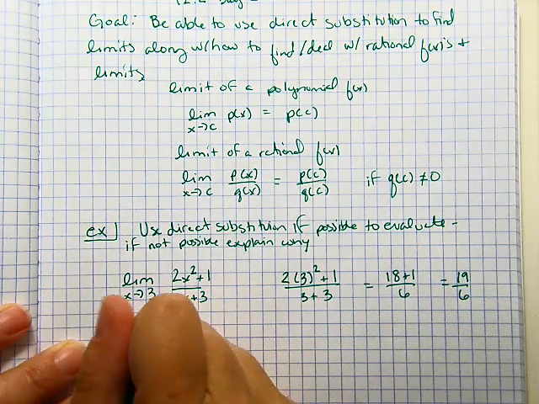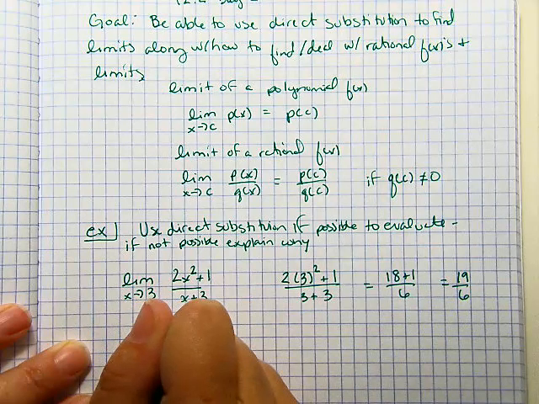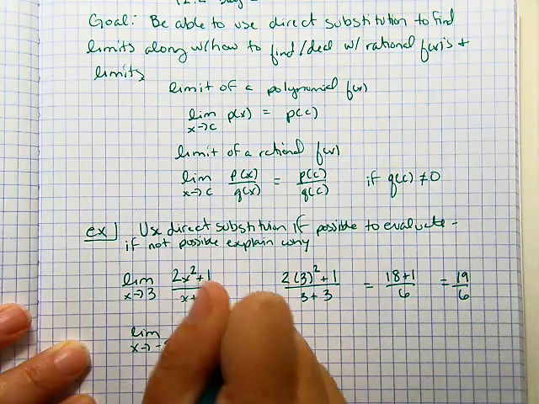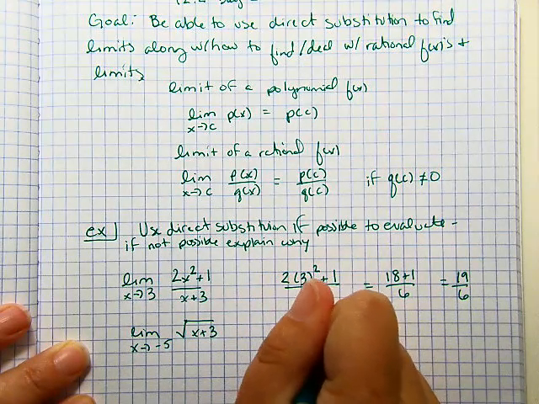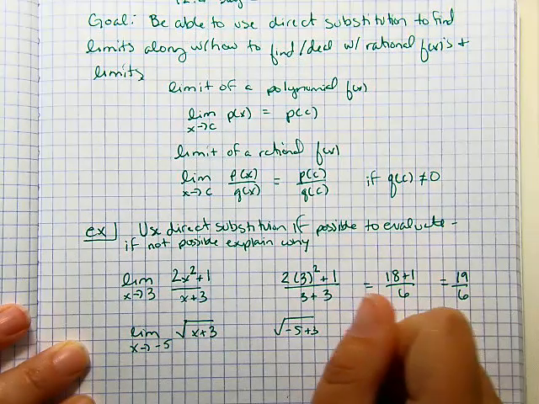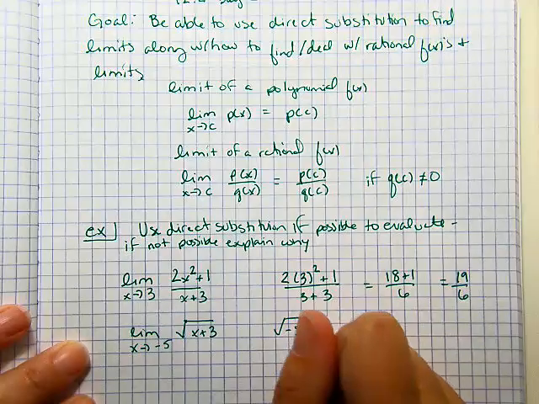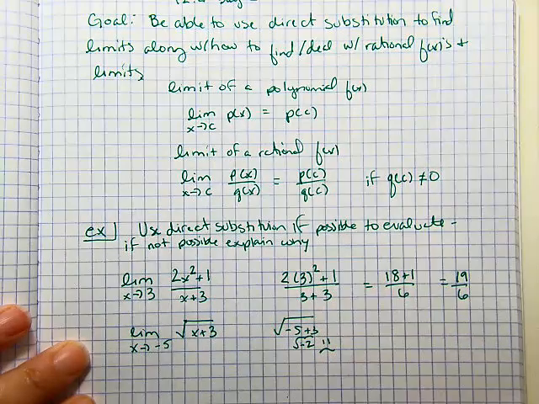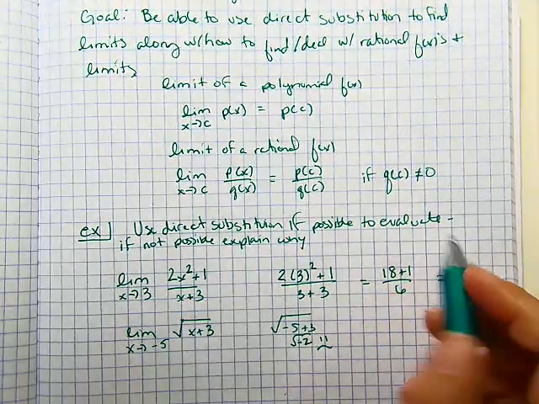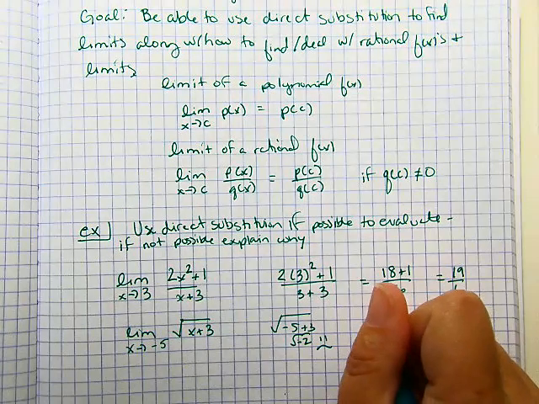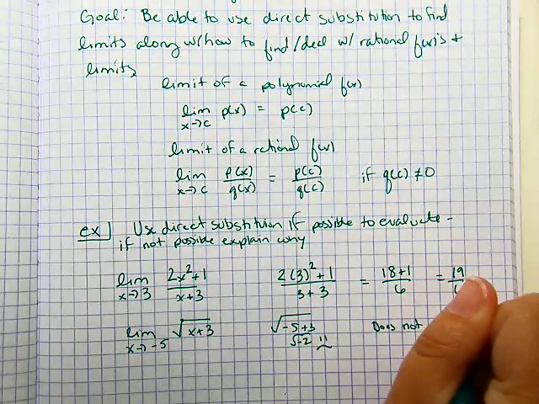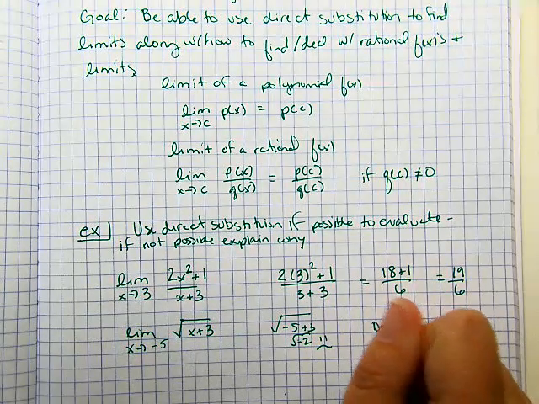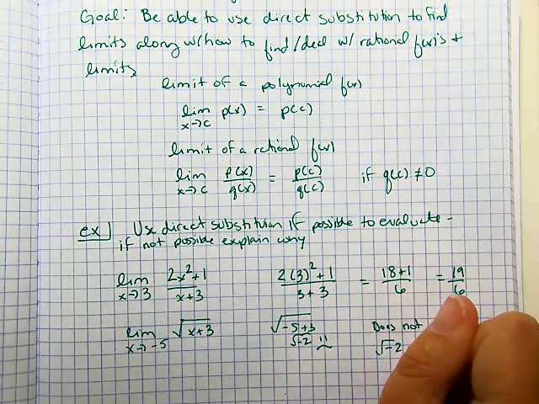If we say the limit as x approaches -5 of the square root of x plus 3, if we plug in -5 plus 3, oh no, we get -2, and that is sad and undefined. So this is where we explain why. The limit does not exist. Square root of -2 is not a real number.